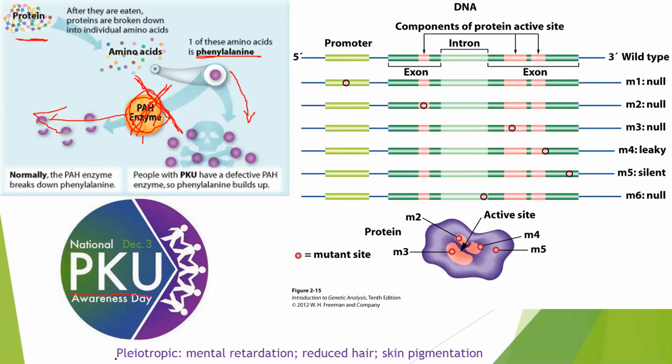So this is a very useful concept here. I hope everyone can pay attention. I may give you a question in the exam and ask you, what does this term mean? All right, pleiotropic. Pleiotropic means one gene problem, but it can cause more than one phenotype. For example, if something goes wrong within this gene, it will cause mental retardation. It can also cause reduced hair or some abnormal skin pigmentation.